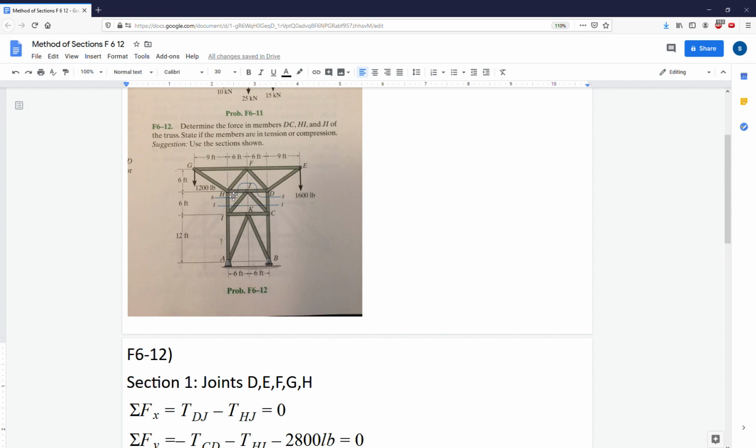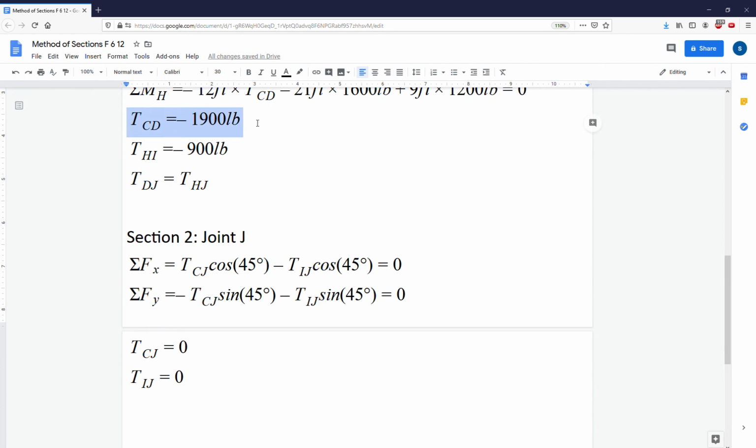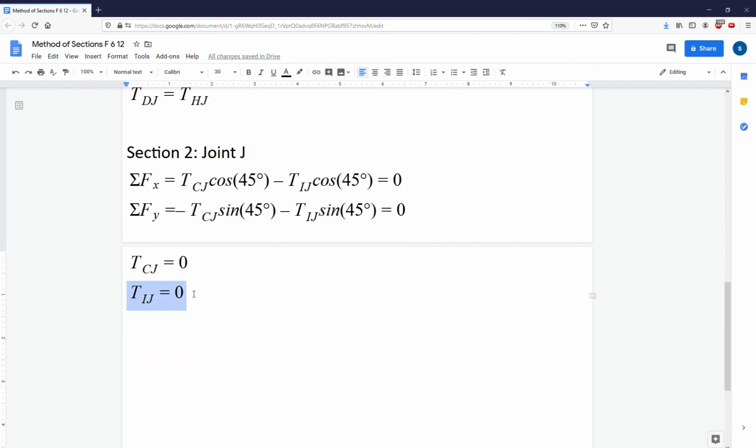Now, we still haven't solved for HJ or DJ, but it turns out that doesn't matter because the question asked about CD, HI, and JI, which we have solved. CD is 1,900 pounds compression, HI is 900 pounds compression, and JI is 0.